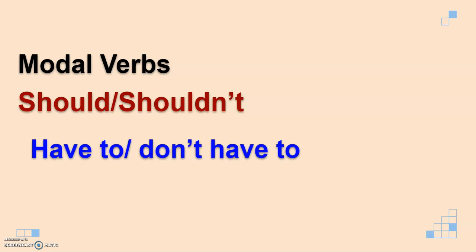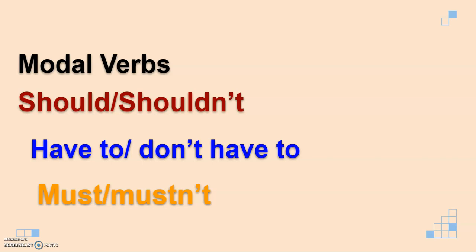Have to, don't have to. We use have to for obligation. For example, you have to show your passport at passport control. When we use don't have to, it removes the obligation. For example, you don't have to work today because it's Saturday.